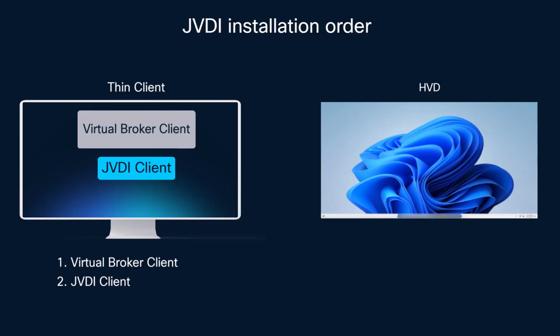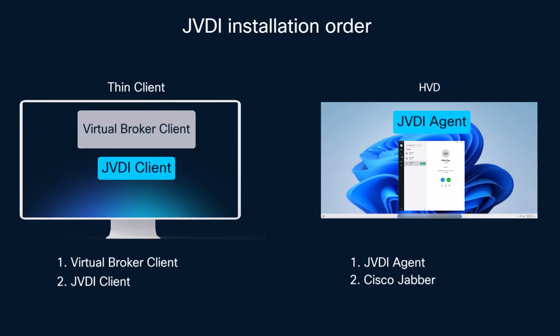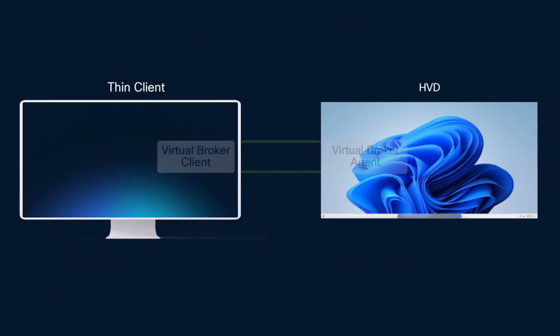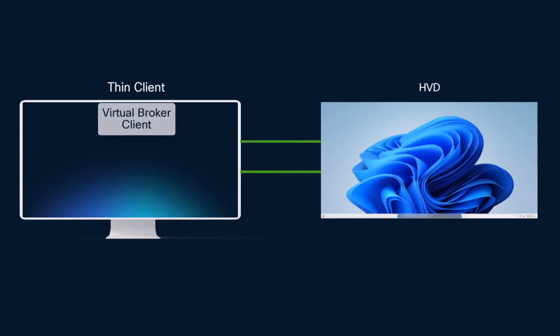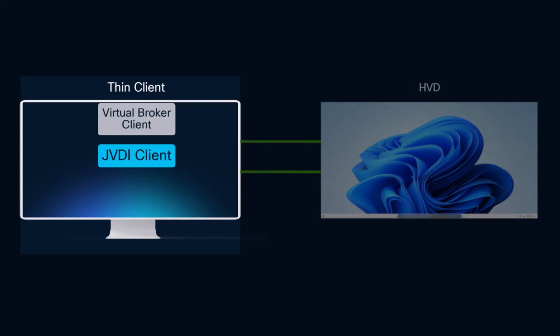The HVD also requires a specific installation order. The JVDI agent must be installed before Jabber, as Cisco Jabber relies on the JVDI agent for VDI-related dependencies. Now that we've gone over the installation order, let's get back to how it works. We left off where the virtual broker client had securely connected to the HVD. During this process of securely connecting, the virtual broker client calls the JVDI client process called vxc.exe.